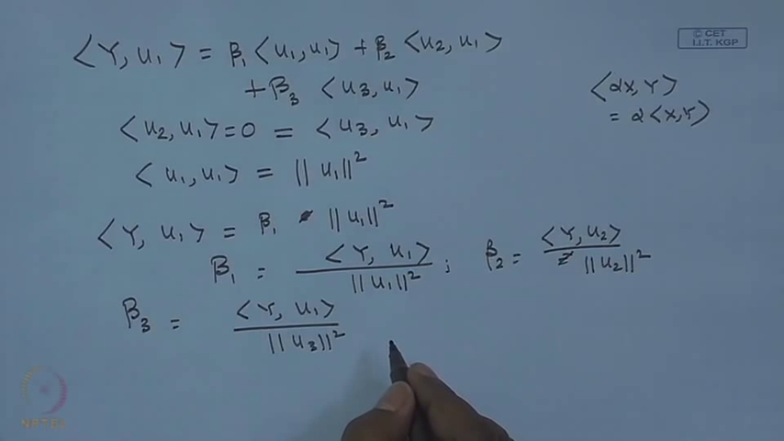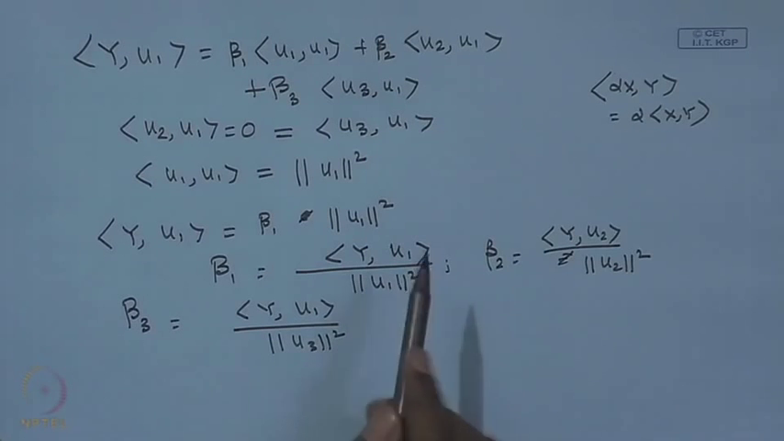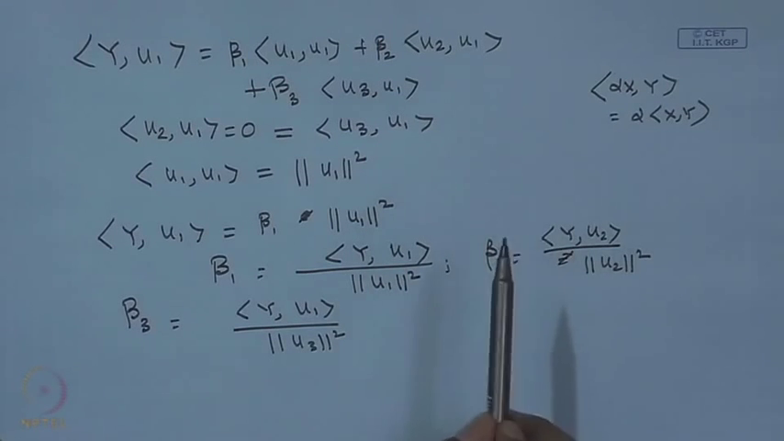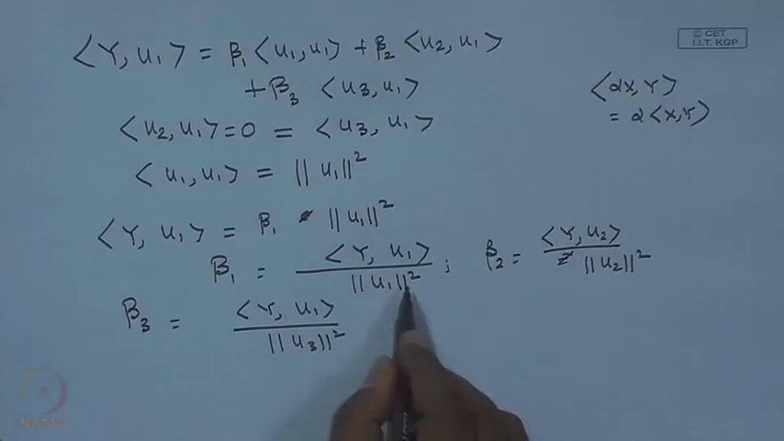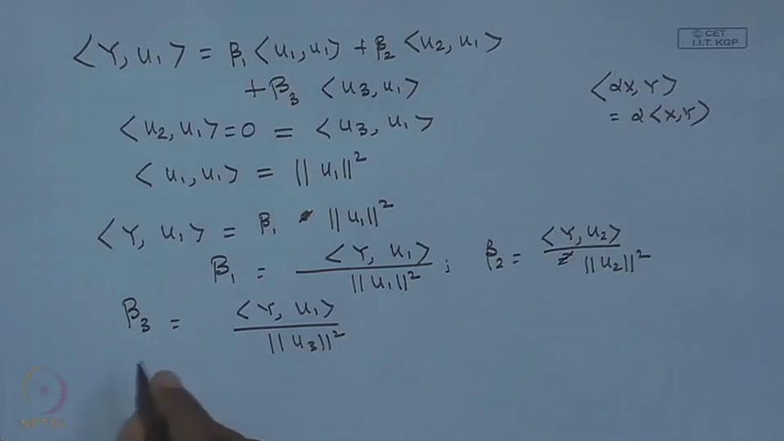So, we have considered that the basis set is constituted by the orthogonal vectors u1, u2, u3. Now, if we had made the basis set constituted by orthonormal vectors u1, u2, u3, then all these norms would have been equal to 1. So, that simplifies the whole lot of things.